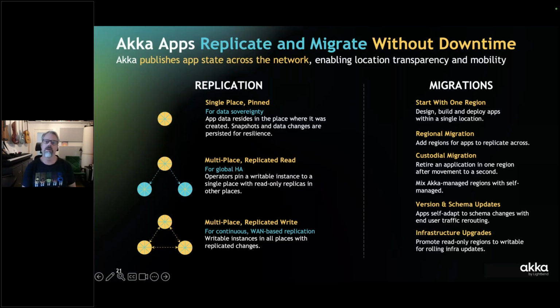replication schemes. First, we have pinned, so you can pin data to a specific region. That's for data sovereignty and so on. Then we have multi-region replicated read, which allows active-passive replication and more global HA. And for some advanced use cases, we also support multi-region replicated write, allowing multiple nodes in different regions, or even in different clouds, to serve writes for the same service, and it will all consolidate correctly in the end.